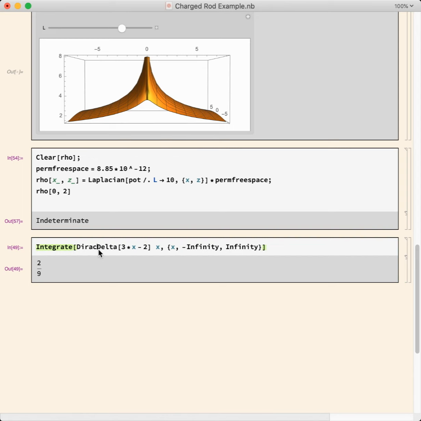The bonus feature here is to show you guys that you can use Mathematica to do an integral with a delta function in it. So you could use Mathematica to check the answers on your homework. You might have to look at the documentation to figure out how to do a multi-dimensional Dirac delta function.